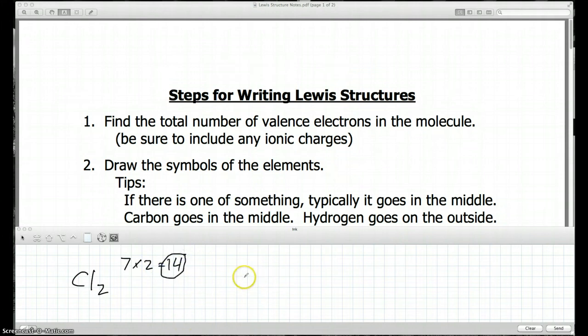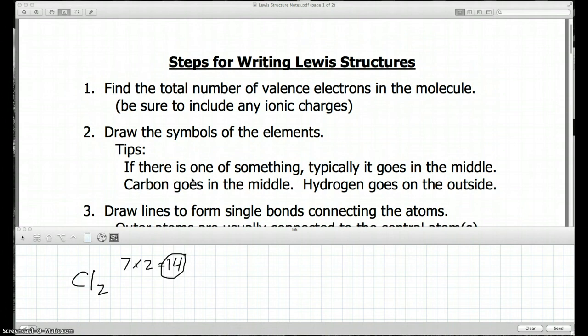So now I'm going to do step 2, which is draw the symbols of the elements. Some tips here: if there's just one of something, typically it goes in the middle. Carbon always likes to go in the middle. Hydrogen always likes to go on the outside. Other than that, it's a little bit of trial and error and just getting used to how to do this. As you do more of them, you'll get better at them. So draw the symbols of the elements. And I have 2 chlorines, so I'm going to draw 2 Cls.